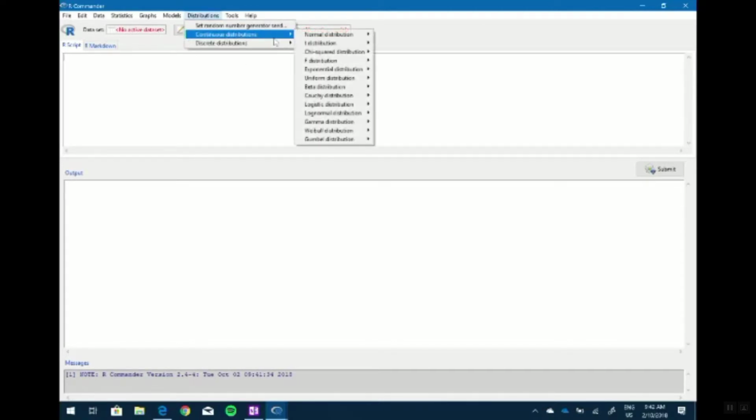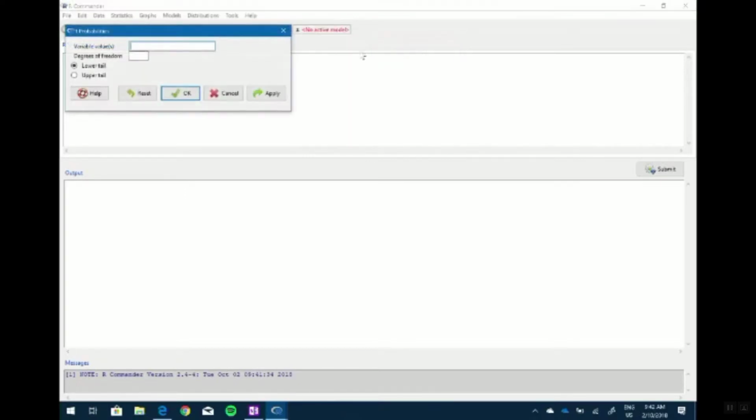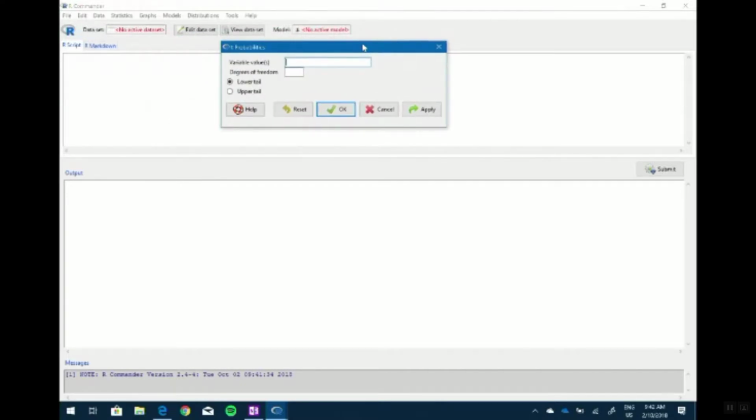I want continuous distributions because I want a t-distribution. It's a test statistic from a t-distribution. And I want a probability. So I go to t-probabilities. It asks me, what's your variable? Well, the test statistic I just found was 4.38. So I plug in 4.38. What are the degrees of freedom? 9 minus 2. Do I want lower or upper tail?